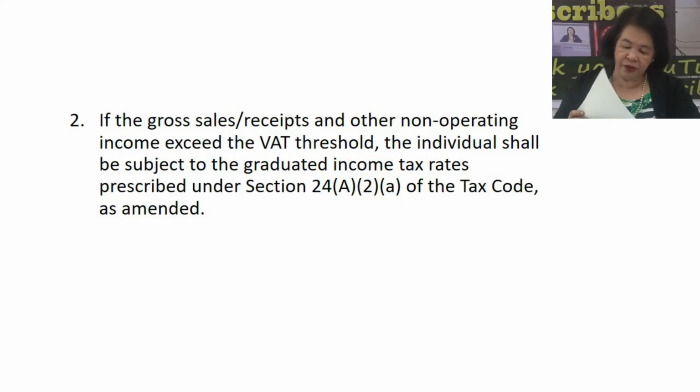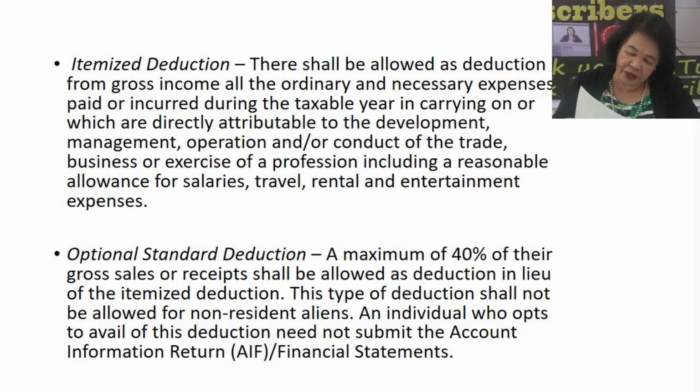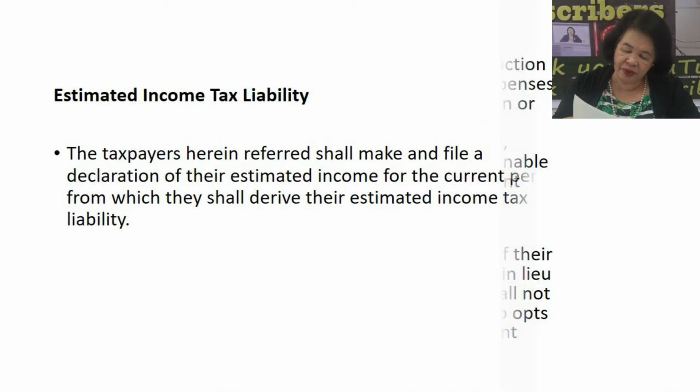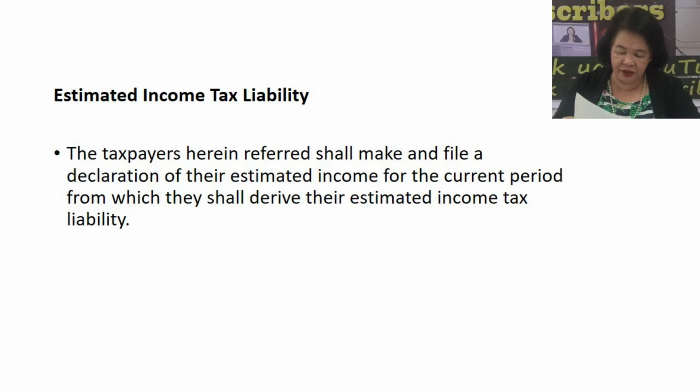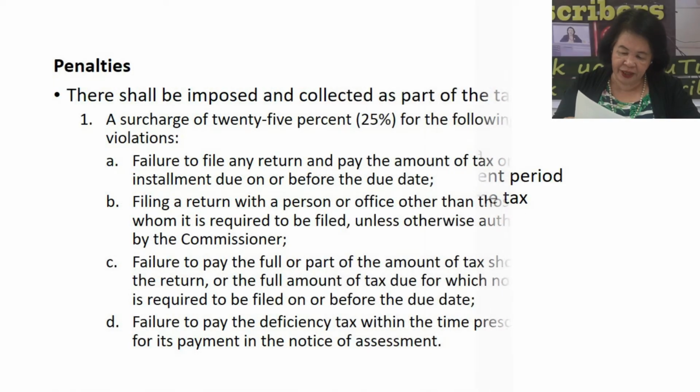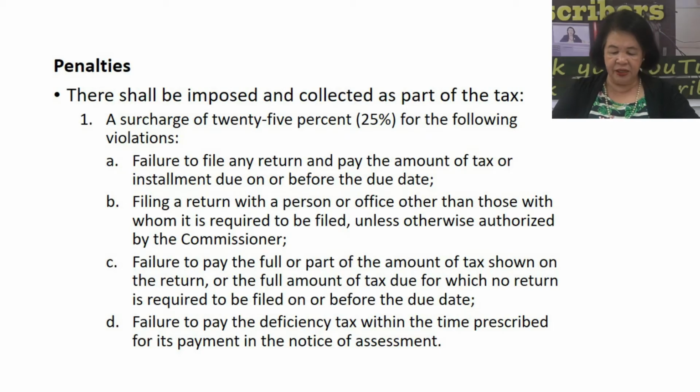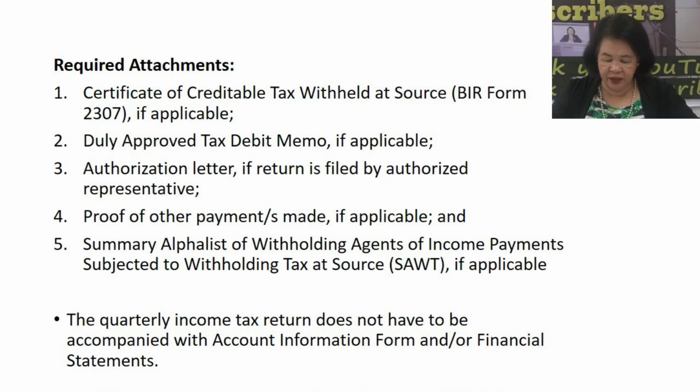No? So, yung mga deductions, na-explain ko na sa inyo yung itemized deduction, optional deductions, and the estimated income tax liabilities. No? So, penalties, meron din po ngayon sa penalties. Required attachments, no? So, ano yung mga attachment na i-require ninyo? The Certificate of Creditable Tax Withheld at Source, BIR Form 2307, if applicable. And then, duly approved tax debit memo, if applicable.